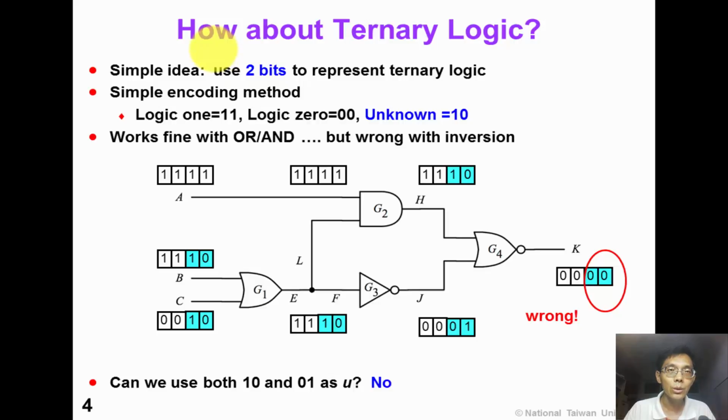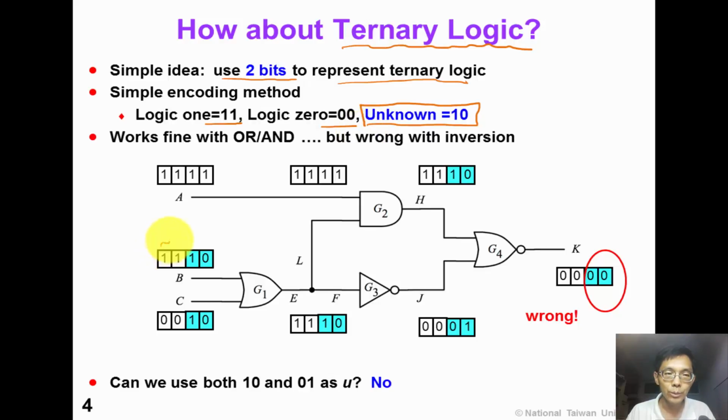In practice, we need to consider more than binary logic. So how about ternary logic? A simple idea is to use 2 bits to represent a node. For example, we can use 1, 1 for logic 1, 0, 0 for logic 0, and we add 1, 0 for unknown. This idea works fine with AND gate or OR gate, but it has some problem with inverter.